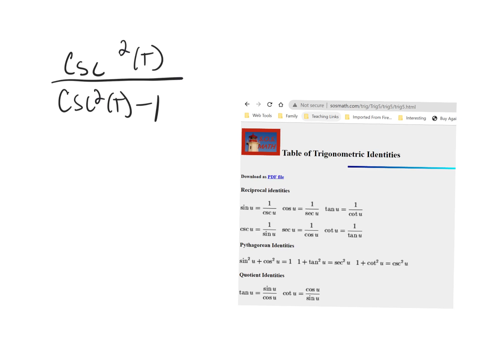So we're trying to simplify this trig expression down to a single trig function. Before we get to this, number one, I don't know if you've downloaded the trig identity sheet. There are many out there, and I've got this linked in Canvas also. But if you can't find that link, just search in Google for SOS trig.